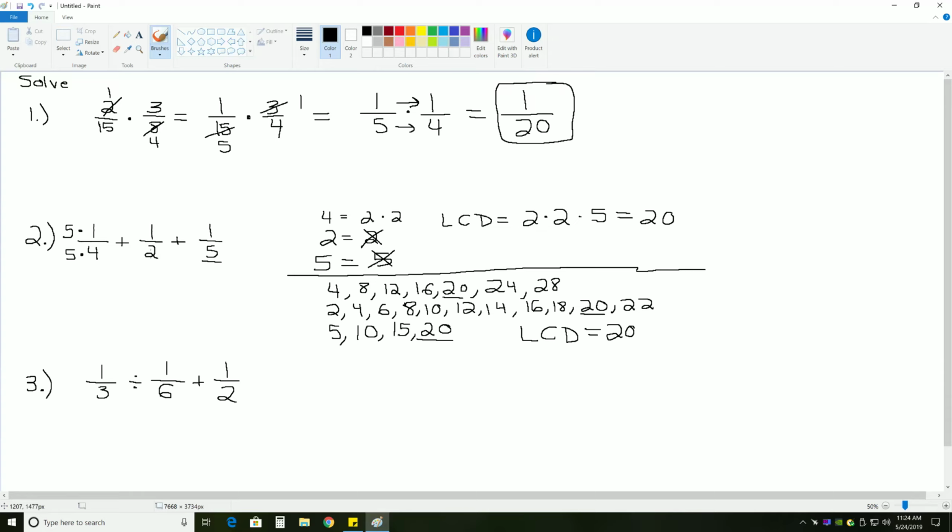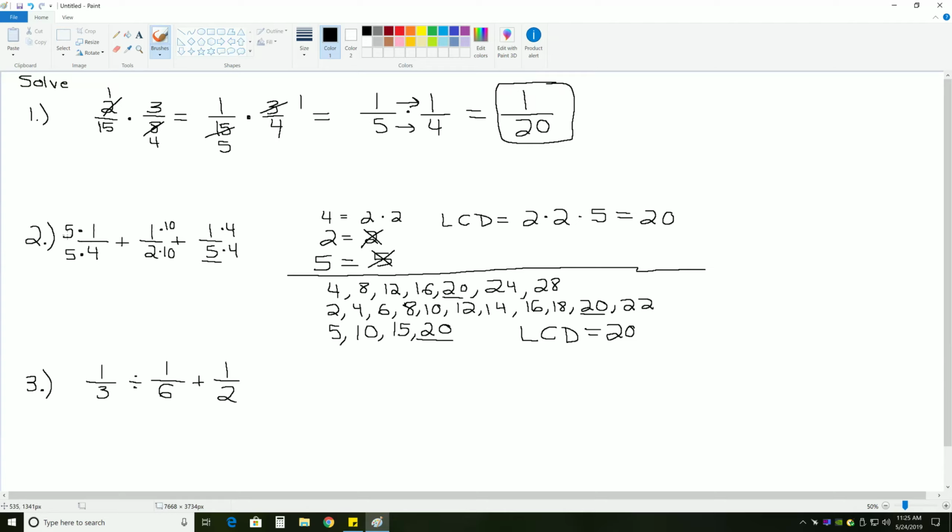Now we'll go to this one. We need this 2 to become a 20, so we have to multiply it by 10. And again, in order to make it where we didn't change the problem, we have to multiply the top by 10. Finally, we have to deal with this 1/5. So to make this 5 become a 20, we will multiply it by 4. So we also multiply the top by 4.